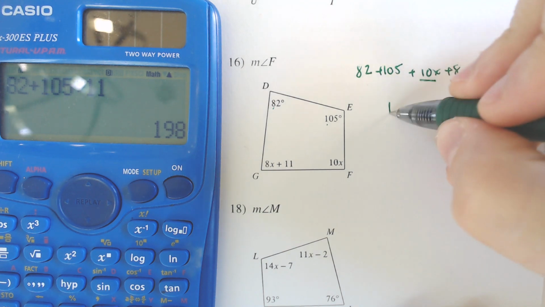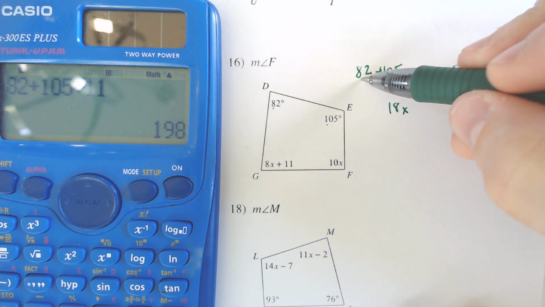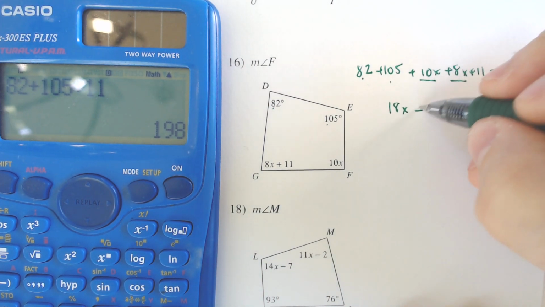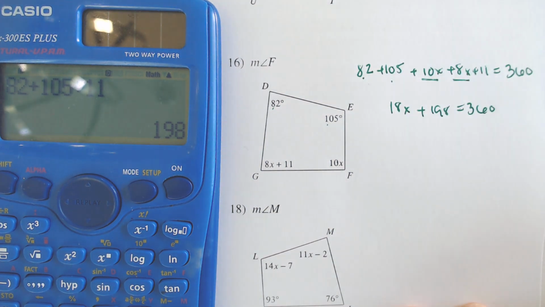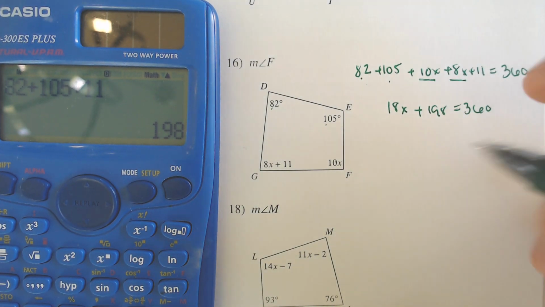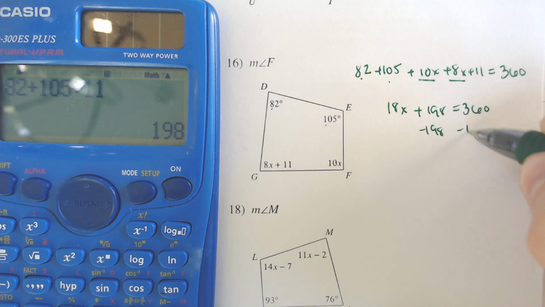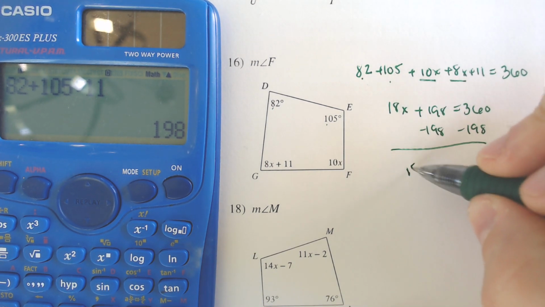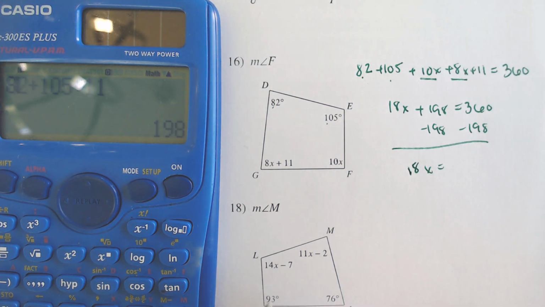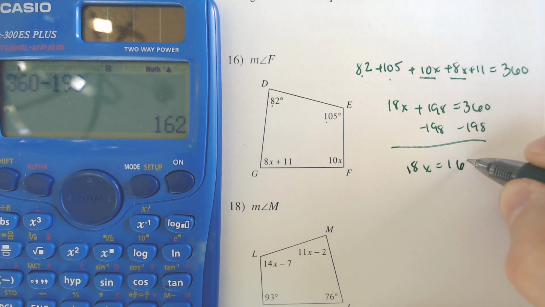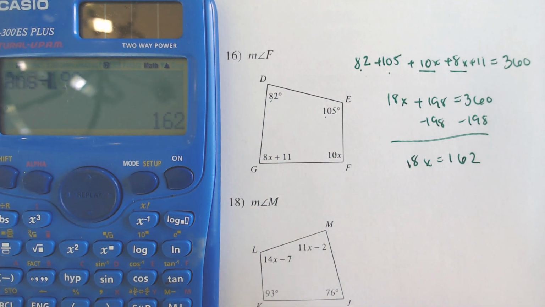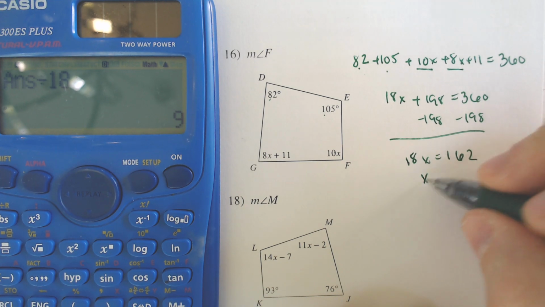10x and 8x makes 18x. 82, 105, and 11 made 198. Equals 360 degrees. Let's subtract the 198 over. 18x will equal 360 minus 198, which ends up equaling 162. If we divide that by 18, we get x is equal to 9.